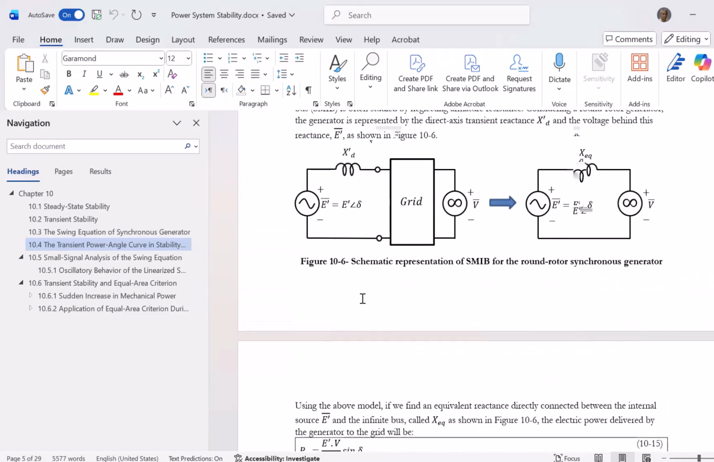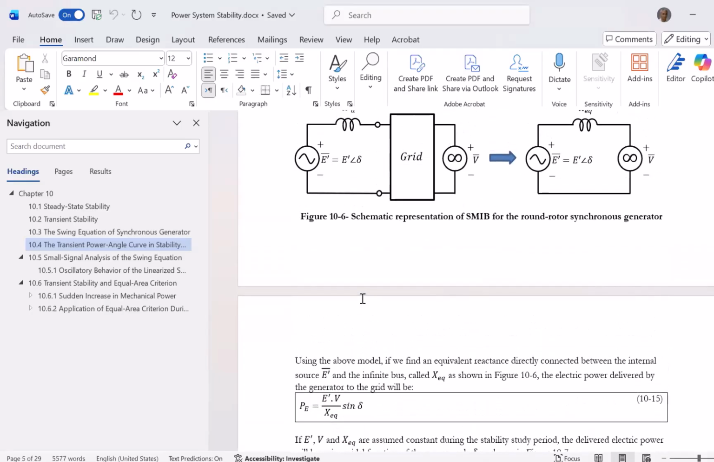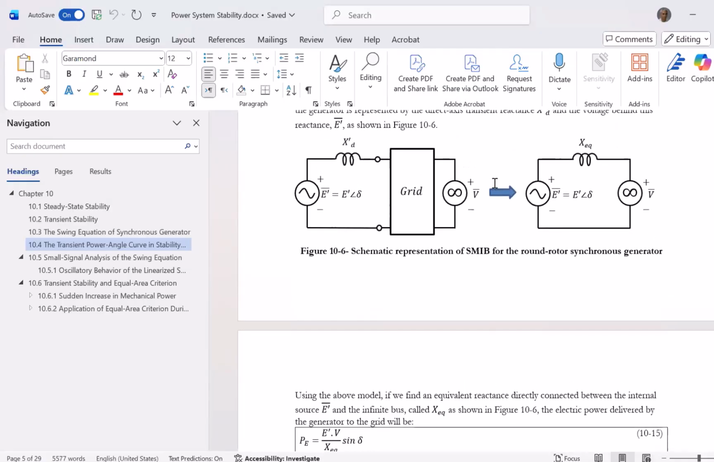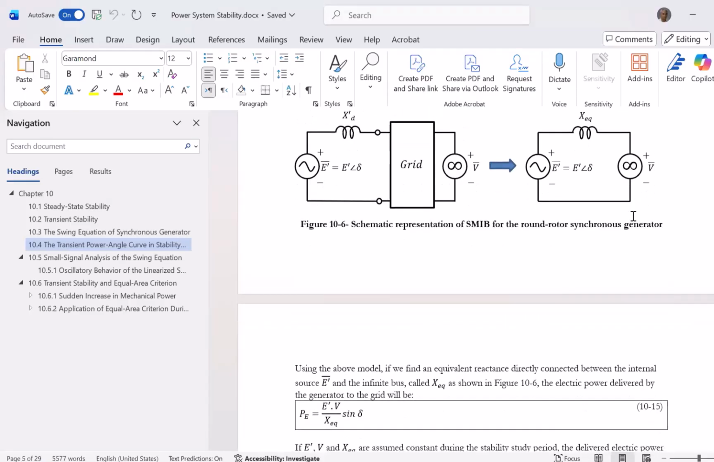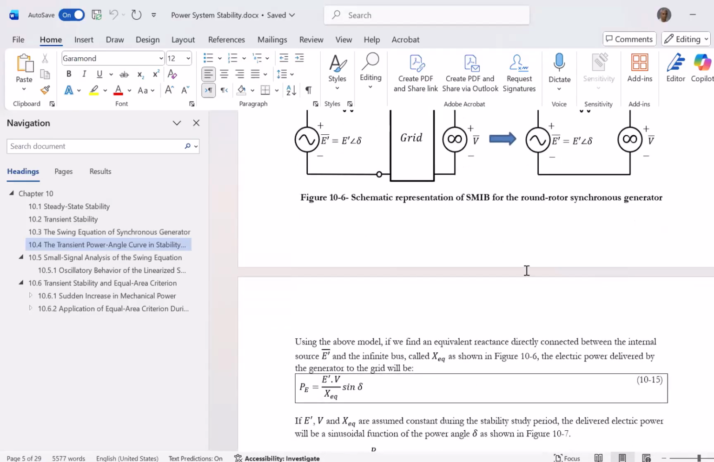Okay, now under these circumstances, when we have two sources on the two sides and X equivalent in between, the electric power being delivered from the generator into the infinite bus, V, which is considered to have a zero angle because that's the infinite bus, a reference point, would be E prime times V over X equivalent times sine of delta.